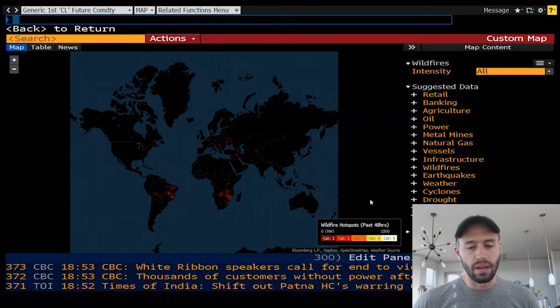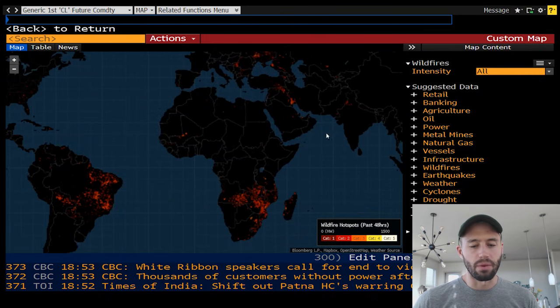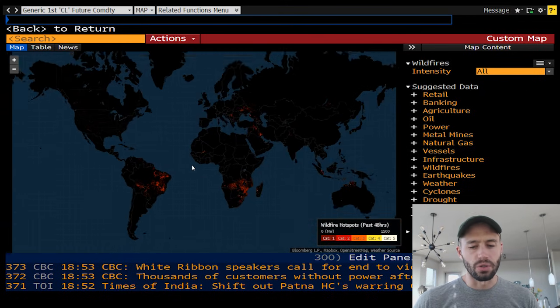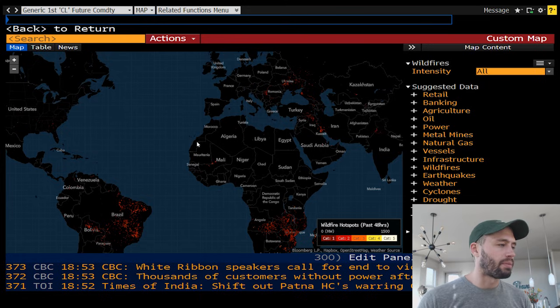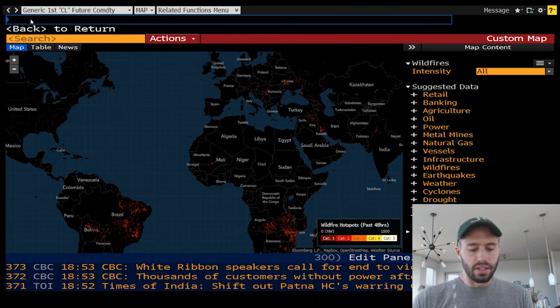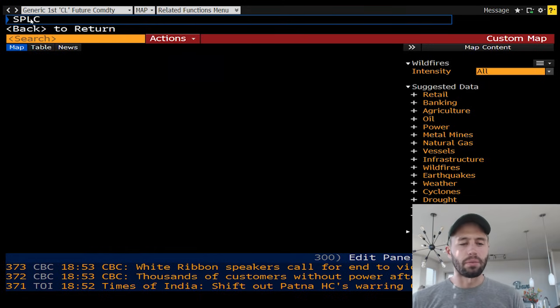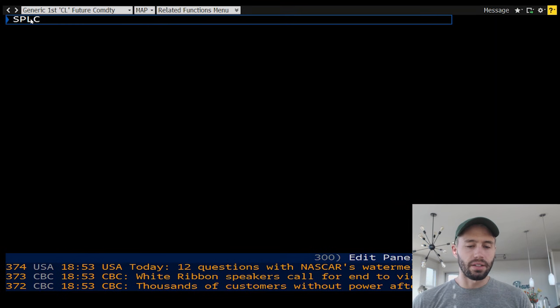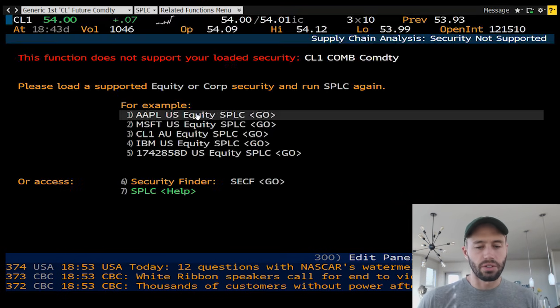And you can see up here they have a heat map of kind of where wildfires have been reported, which I find super interesting as well. So anyway, that's BMAP. Now the other thing I want to show you guys is SPLC, which is the supply chain. And supply chain analysis you can do for, say, let's try it on Apple.